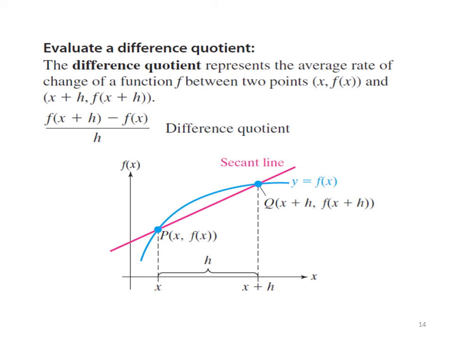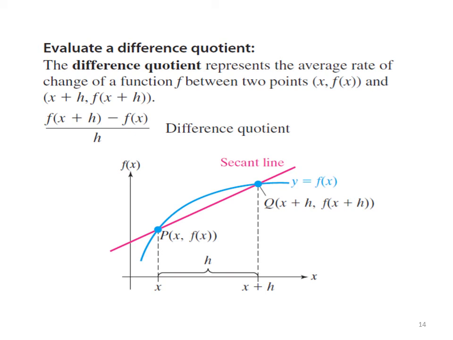If you add h, a positive number, you get a point to the right of x, and that's just x plus h. This is an interval that starts at x and ends at x plus h. And if you look at the picture, this is exactly this interval, the interval that starts at x and ends at x plus h. The length of this interval is h.